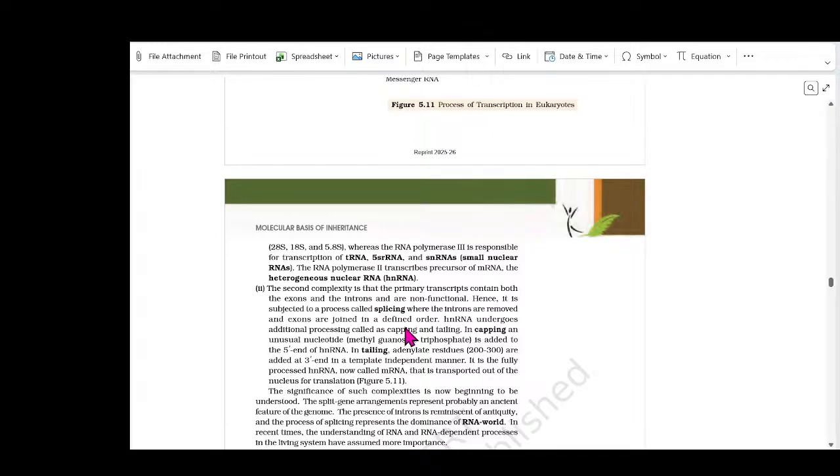Heterogeneous RNA undergoes additional processing called capping and tailing. In capping, an unusual nucleotide, which is methyl guanosine triphosphate, is added to the 5' end of heterogeneous RNA. In tailing, adenylate residues, 200 to 300 in number, are added at the 3' end in a template-independent manner. It is the fully processed heterogeneous RNA, now called messenger RNA, that is transported out of the nucleus for translation.